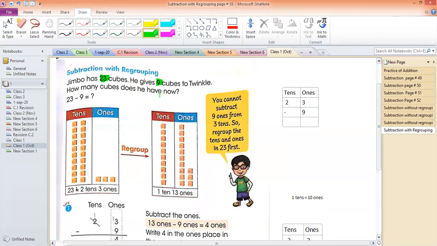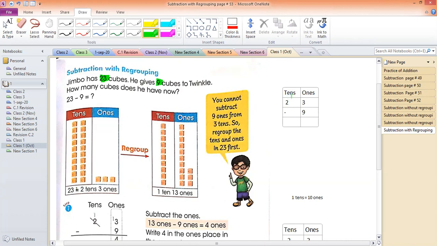So this is a simple subtraction question. How do you know? Because Jimbo was having 23 cubes, 23 more, right? When he gives, that means from these 23 he gives 9 to someone, to Twinkle. Now he must be having less than 23, so you are going to do subtraction here. So 23 minus 9, how are we going to subtract?